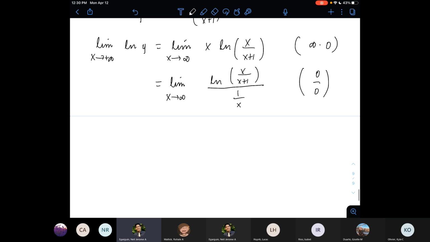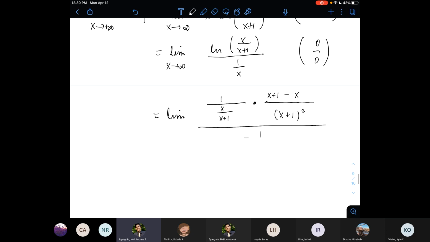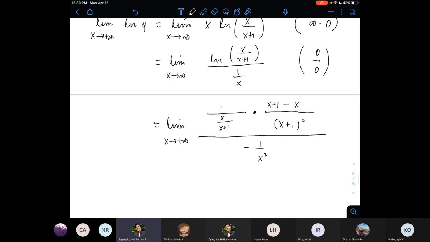So I can use L'Hopital's rule. L'Hopital's rule tells us to differentiate the numerator. But for that, I need to apply the chain rule. So low derivative of the high minus high derivative of the low all over the derivative of 1 over x, which is negative 1 over x squared, as x approaches infinity. All right. All good so far? Lots of details there, but I hope you still follow.